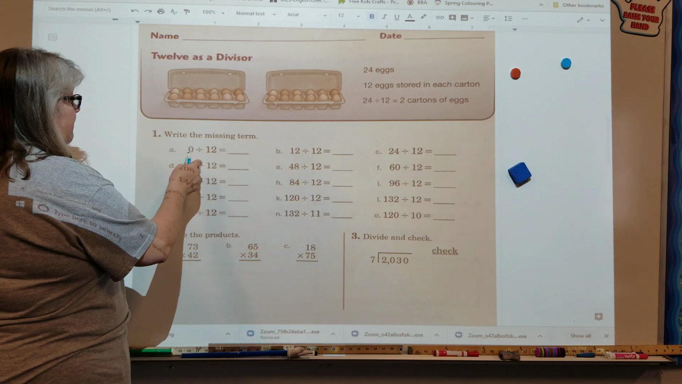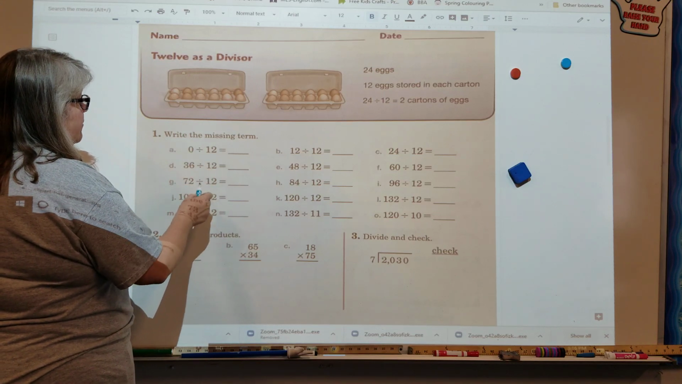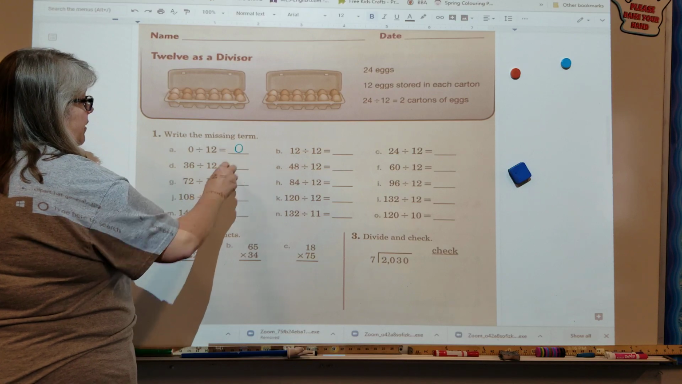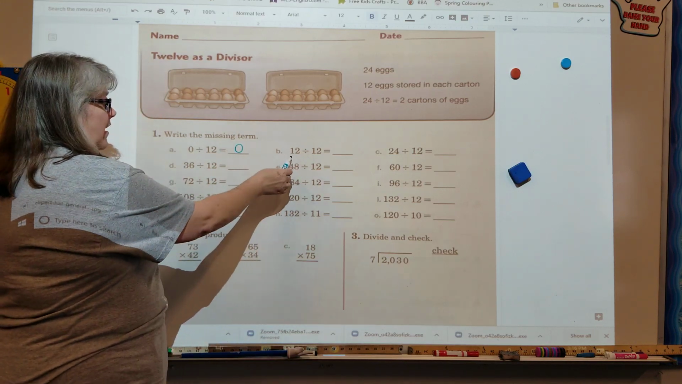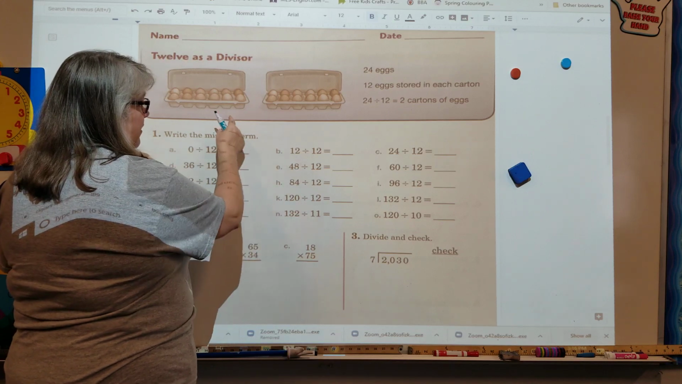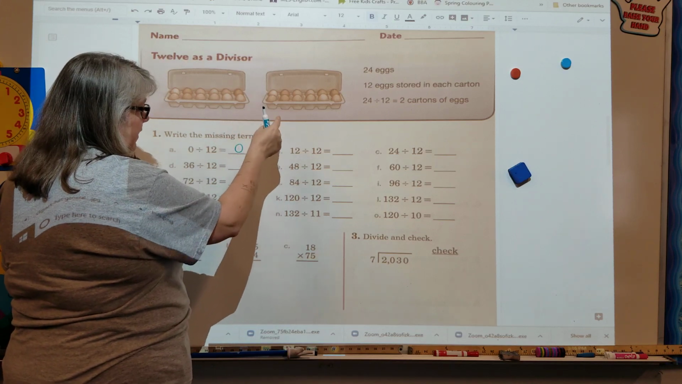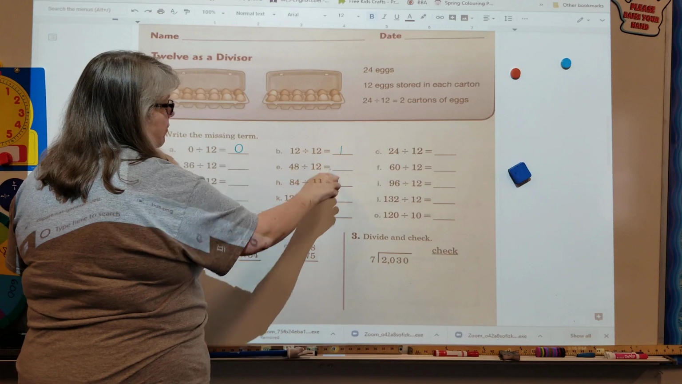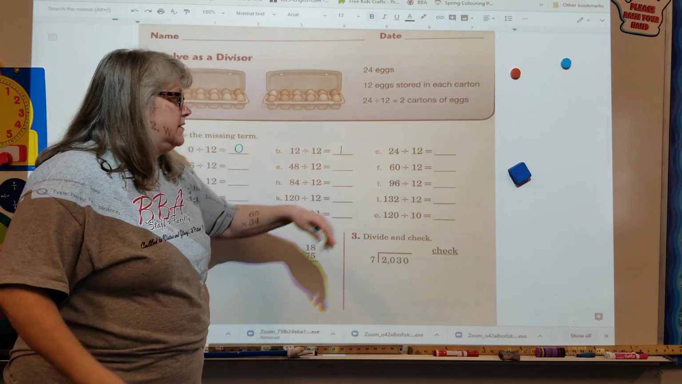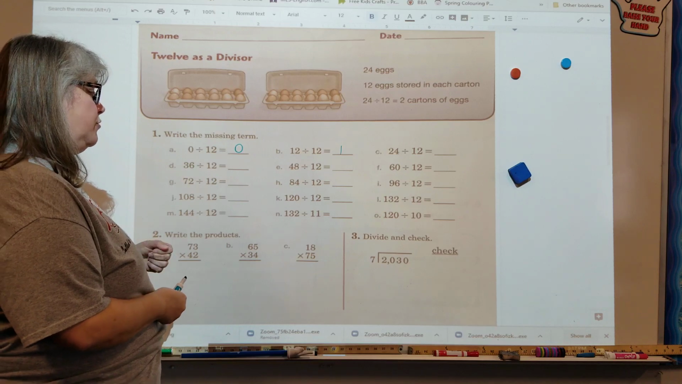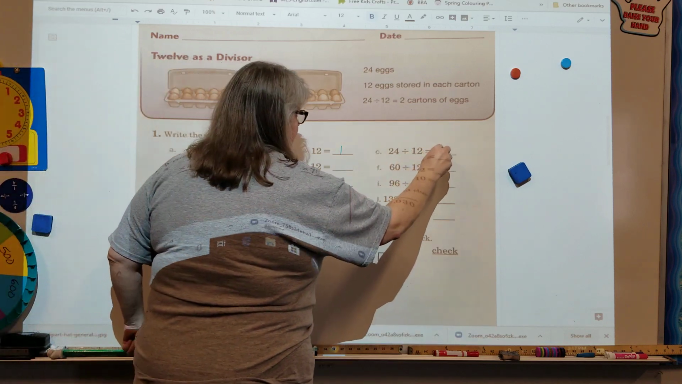So if I have no eggs, how many containers do I need? I'm not going to need any, right? Because I don't have any eggs. If I have 12 eggs and I know each container will hold 12 eggs, then that's 12 divided by 12 is 1. And this is the same thing right here. I have 24 eggs, and if each container holds 12, I know I'm going to need 2 containers.